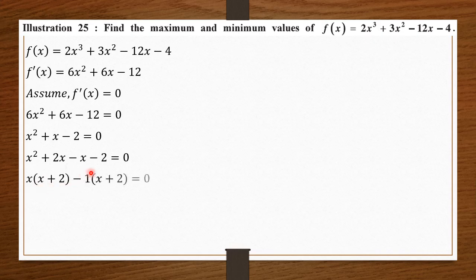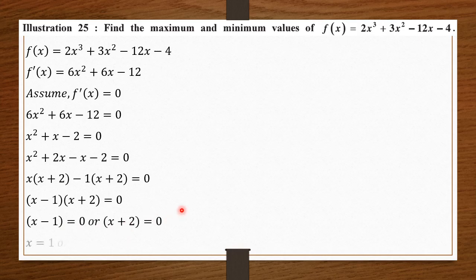So it will be x plus 2, and from the second part, it will be just negative 1. Okay, so my factors here will be x minus 1 and x plus 2. So x minus 1 is equal to 0 or x plus 2 is equal to 0. That is, x could be 1 or x could be negative 2. Okay, so these are the two values available for me.